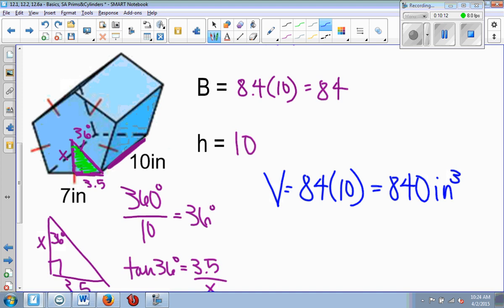So we're still finding the area of the base just like we would with surface area. We're still identifying the height of the prism just like surface area. But those are the only two numbers you need. We don't need the perimeter of the base like we did for surface area.